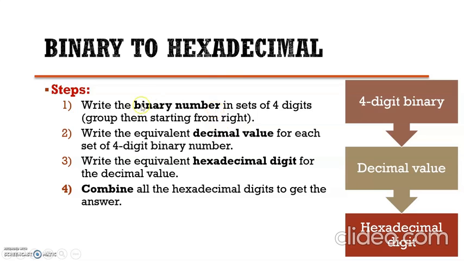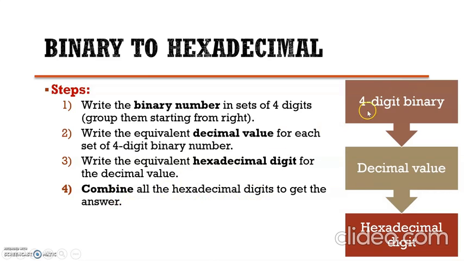You are going to write that in columns, and the first 4 digits are going to be in the far right column. The second step is to write the equivalent decimal value for each of the 4 digits. The third step is to find and write the equivalent hexadecimal digit for the decimal value in the second row. And lastly, we have the answer. You combine all the hexadecimal digits from left to right to get the answer.